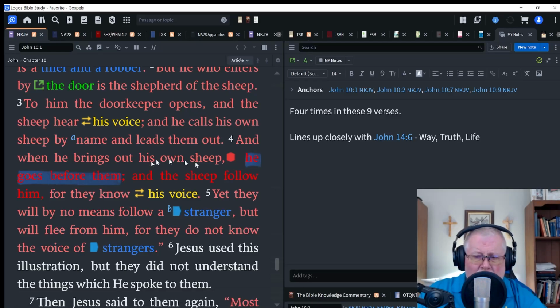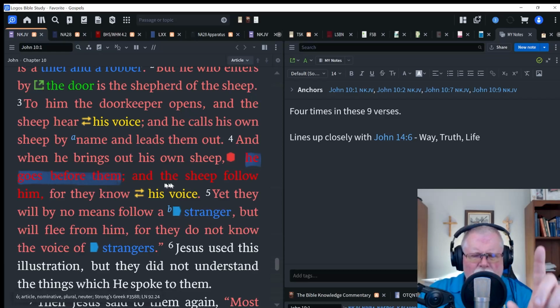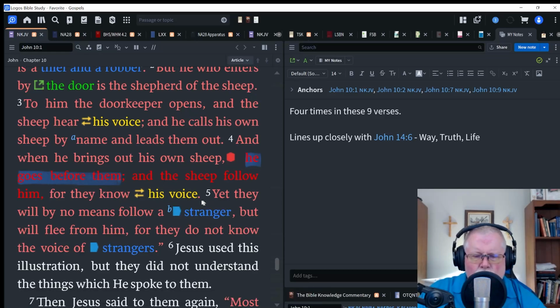Because it says here, he brings them out, and he goes before them, and the sheep follow him, for they know his voice. One picture with that: the shepherd doesn't expect you to go anywhere he doesn't go. He doesn't expect you to go anywhere he hasn't been. And we can look at the future. We can look at this latter day that we seem to be in and have anxiety about what may come. And first of all, we know that our shepherd is with us, but we know what he has done to conquer sin, death, and hell on our behalf.